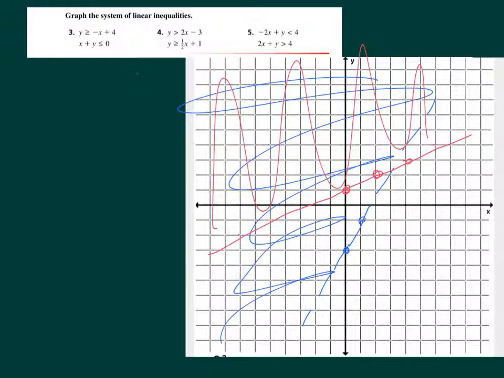Okay, let's erase again. Where's my eraser? There it is. Oh, I can't erase. We're going different colors. Okay, quiet.